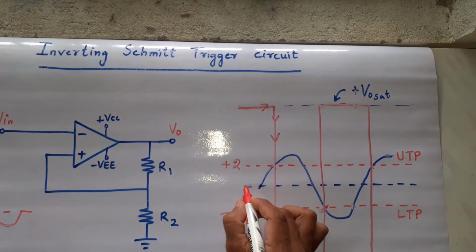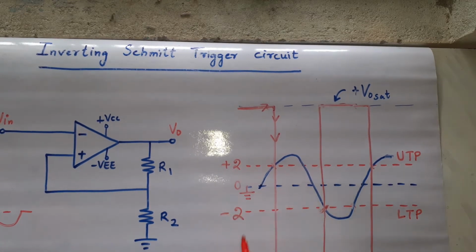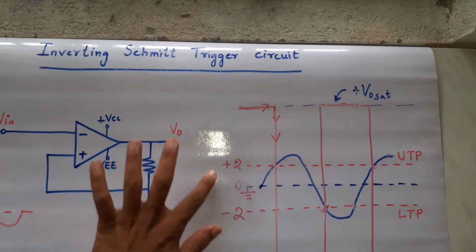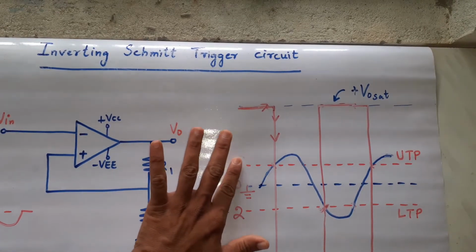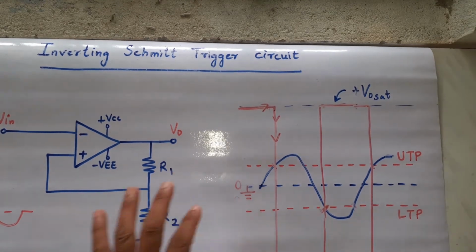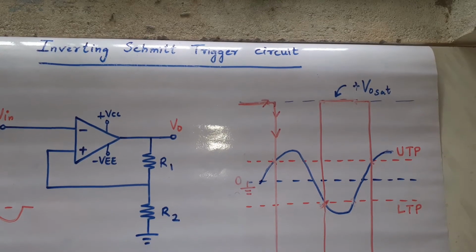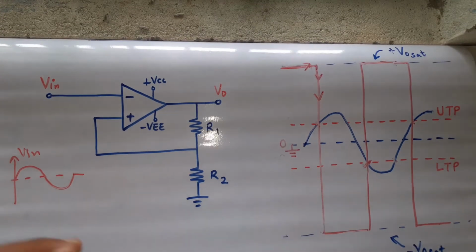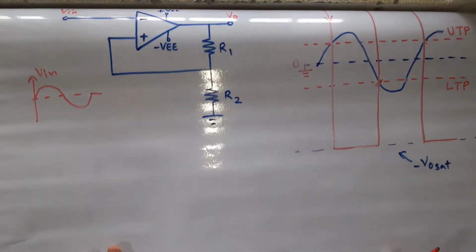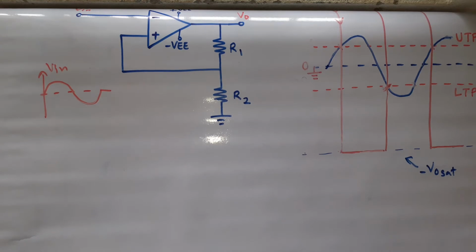This is our zero line, okay, zero line. So no need to write voltage here. It can be any voltage more than 0, plus 1, 2, 3, 4, anything. All right. Let us see its design now.